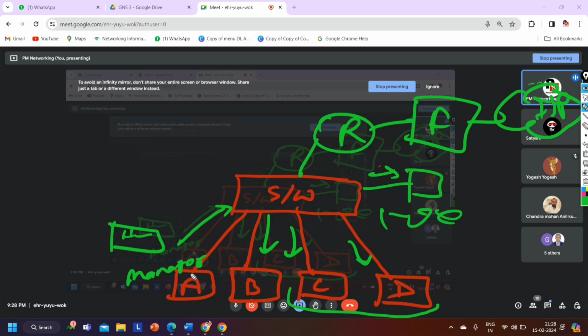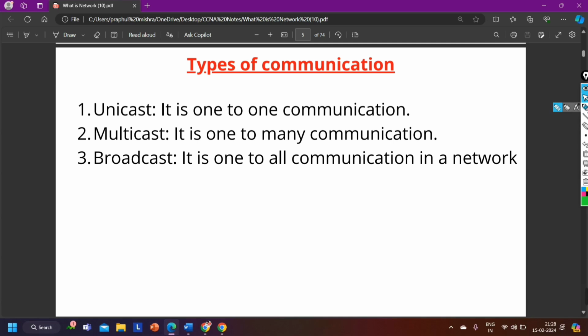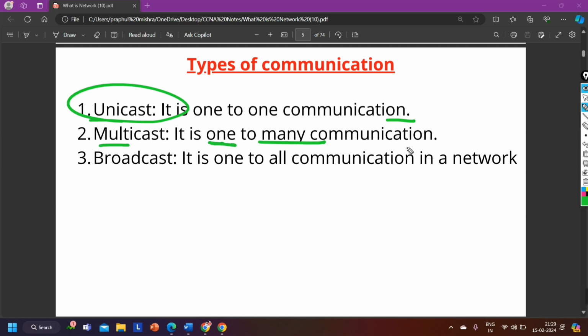So if there is a single sender and all receivers in the network, that type of network is known as broadcast. Now let me take you here. What is unicast? It is one-to-one communication. If there is a single sender and single receiver, that type of communication is known as unicast. Multicast is one-to-many communication. If there is one sender and multiple receivers, that type of communication is known as multicast. Broadcast is one-to-all in a network.